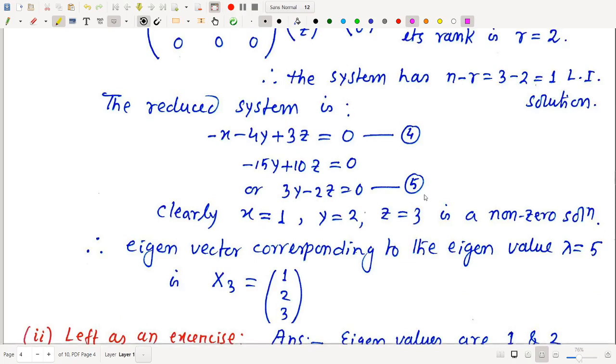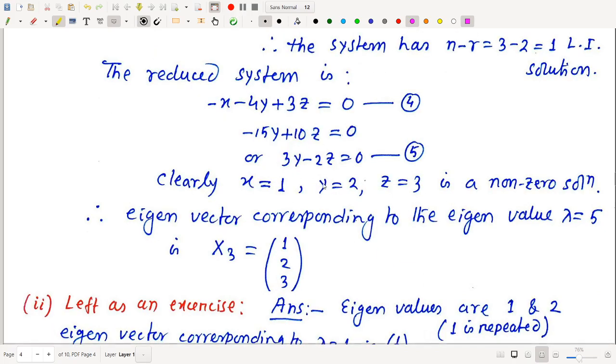So these two equations we have named 4 and 5, and by the trial and error method it is easy to find the solution. If I take y equal to 2, z equal to 3, then equation number 5 is satisfied. Y equal to 2, z equal to 3, easier values. And then putting this value of y equal to 2 and z equal to 3 in number 4, we get x equal to 1 minus 8.